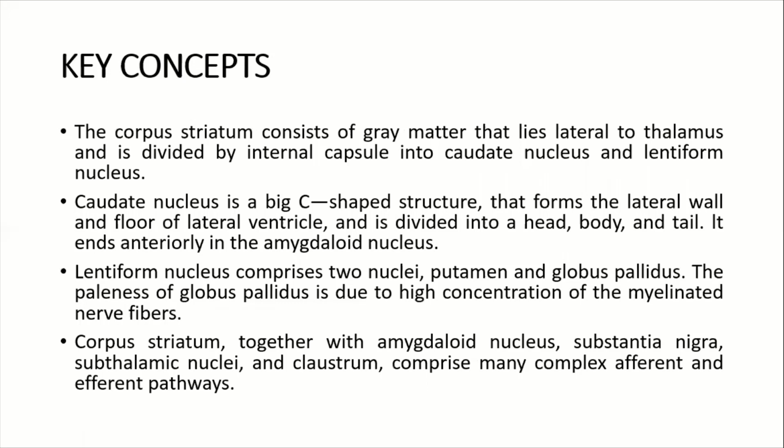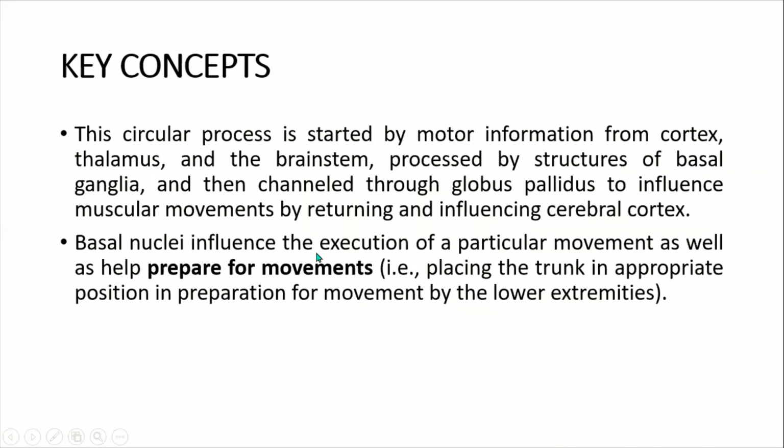So these are the key concepts discussed with you. The corpus striatum, gray matter that lies lateral to the thalamus, is divided by the internal capsule into the caudate nucleus and the lentiform nucleus. I think no need to go over it again. Already told you enough. Prepare for the movement is the main function, placing the trunk in an appropriate position in preparation for movement of the lower extremities.